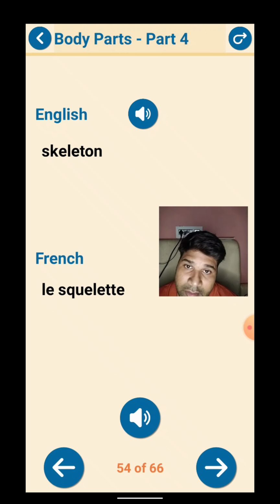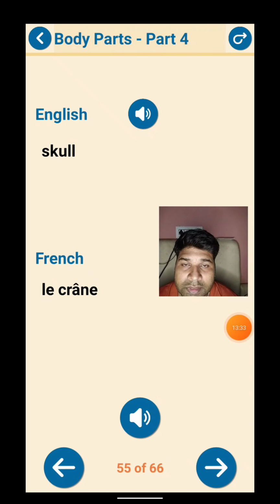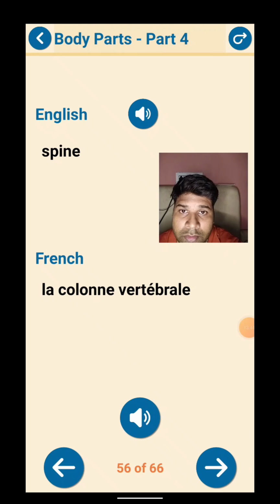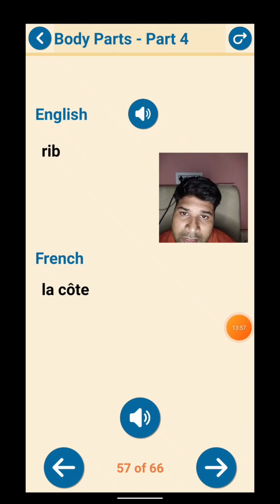Skeleton in English, le squelette in French. Skull in English, le crâne in French. Spine in English, la colonne vertébrale in French. Rib in English, la côte in French.